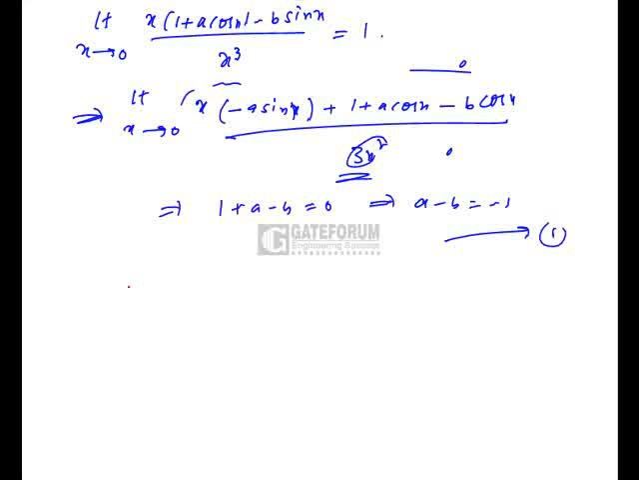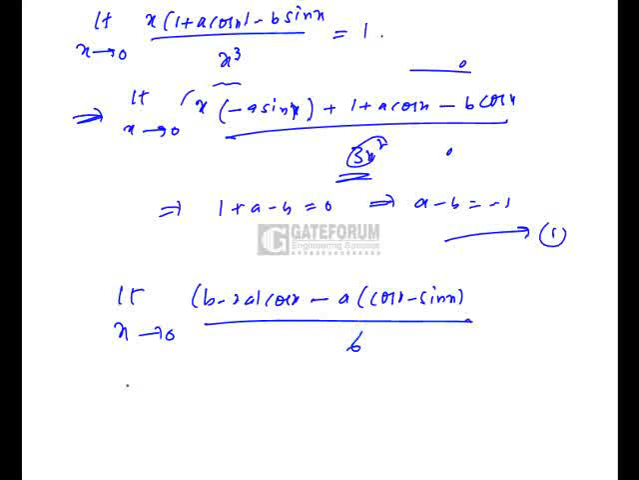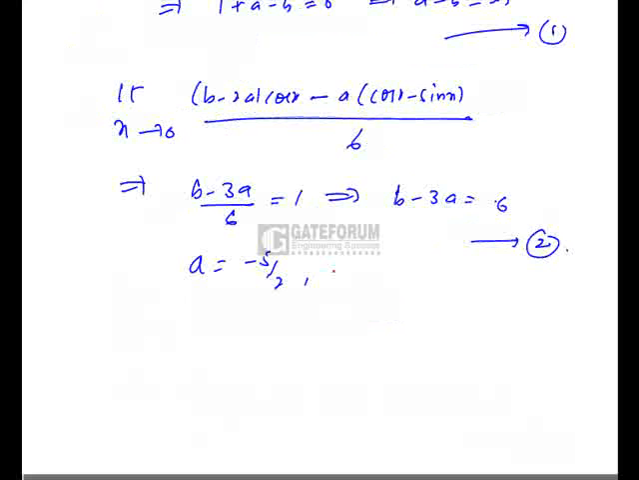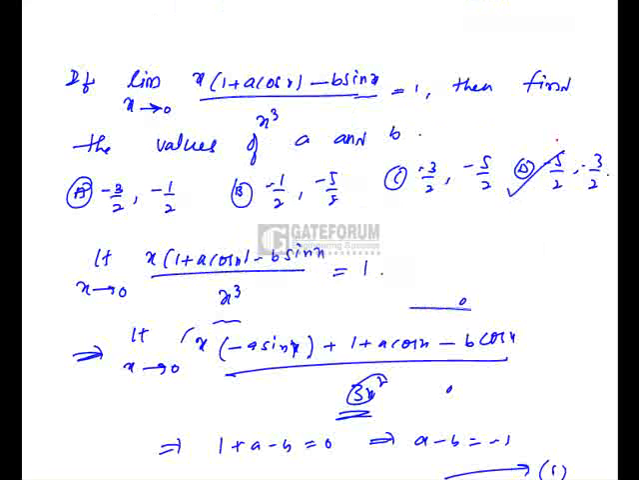If I differentiate this function 2 more times, then the limit as x tends to 0 will be b minus 2a times cos x minus a times cos x minus sin x, by 6. If I substitute x as 0, then the expression will be b minus 3a by 6, and this limit is given as 1. Now if I simplify, it will be b minus 3a equals 6. Let it be equation 2. If I solve equations 1 and 2, then we'll get the values of a and b as minus 5 by 2 and minus 3 by 2, which is nothing but option D.